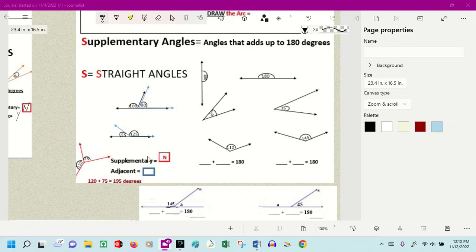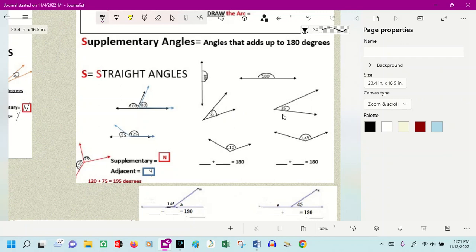Are they adjacent angles? Yes, they're attached to each other. They're both within the same angle. So yes, they are adjacent angles, but they are not supplementary. They are attached, yes, but they are not supplementary because they do not add up to 180.